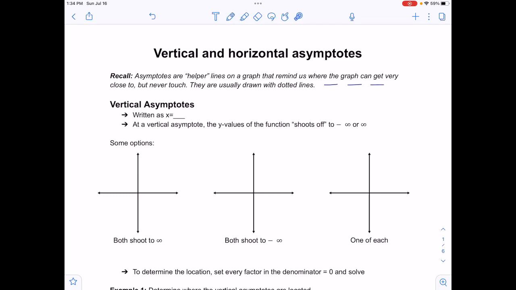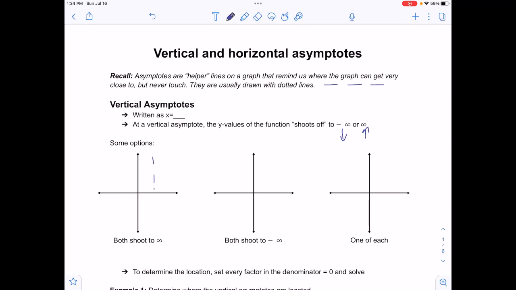Vertical asymptotes are written as x equals a number. And essentially what happens is that at a vertical asymptote, the y values of your function are either shooting off to negative infinity, so down, or positive infinity, up. There's a couple of different ways that this might look.